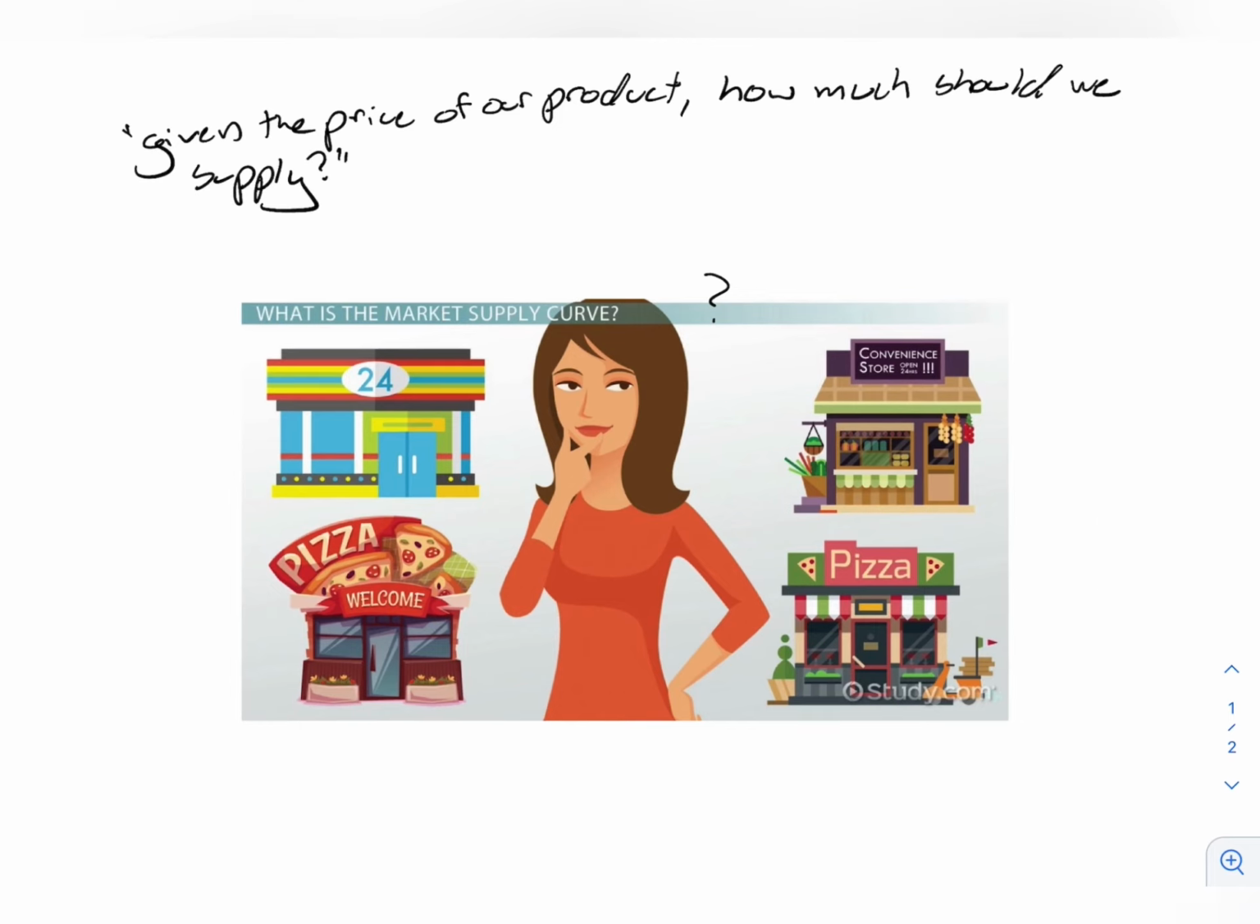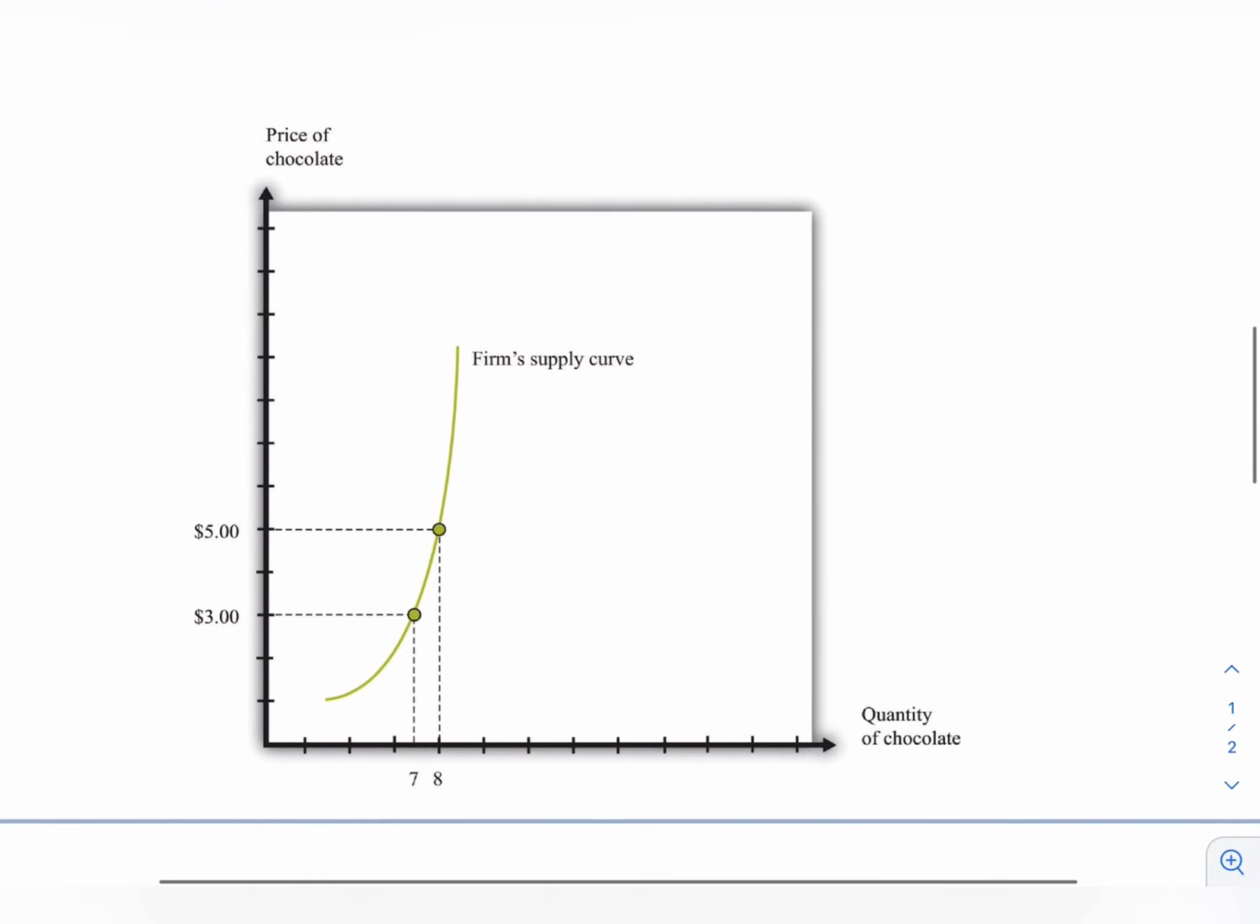The market supply curve is upward sloping because the higher the price, the more a business will want to supply of it, because they will want to sell more of it. The higher the price, the greater quantity supplied.